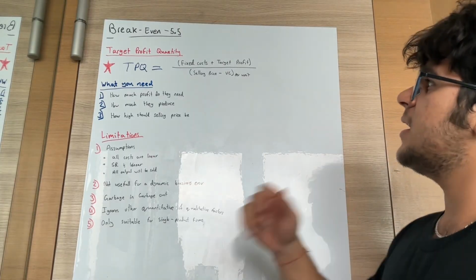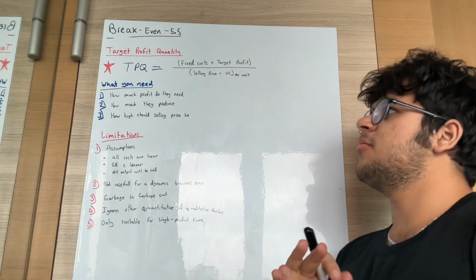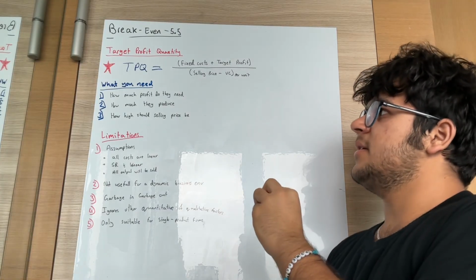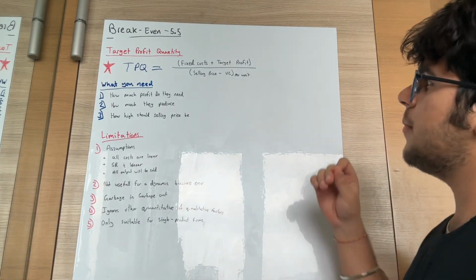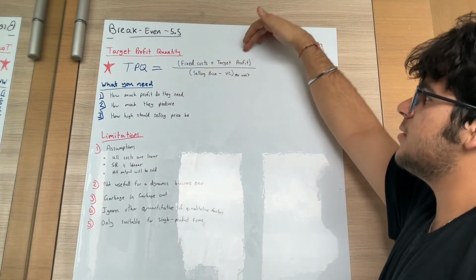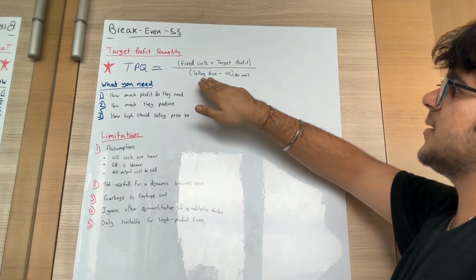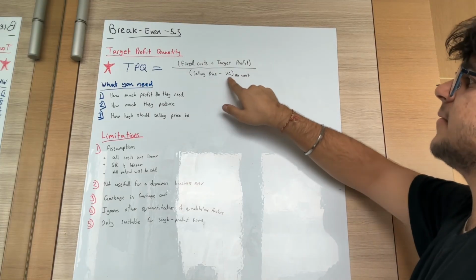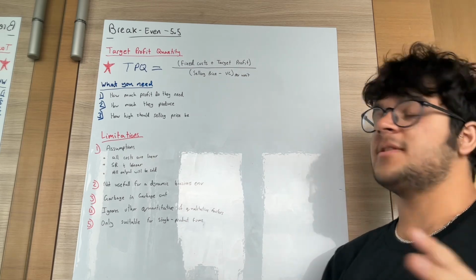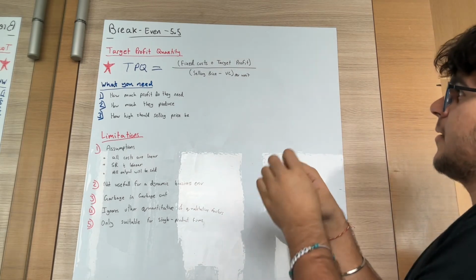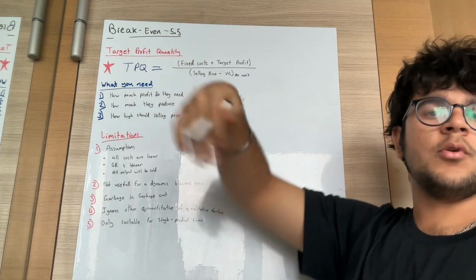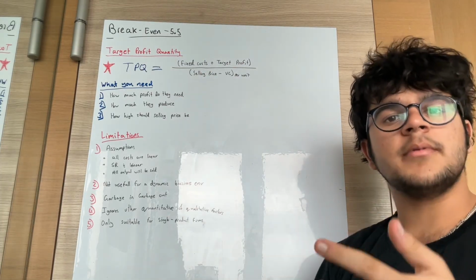Okay, so now the last part of calculations we have to do with break evens is something we call target profit quantity, okay? So target profit quantity can be expressed like this. It's the fixed cost plus your target profit divided by your selling price per unit minus your variable cost per unit. Now, if you were listening, this would look very familiar, okay?